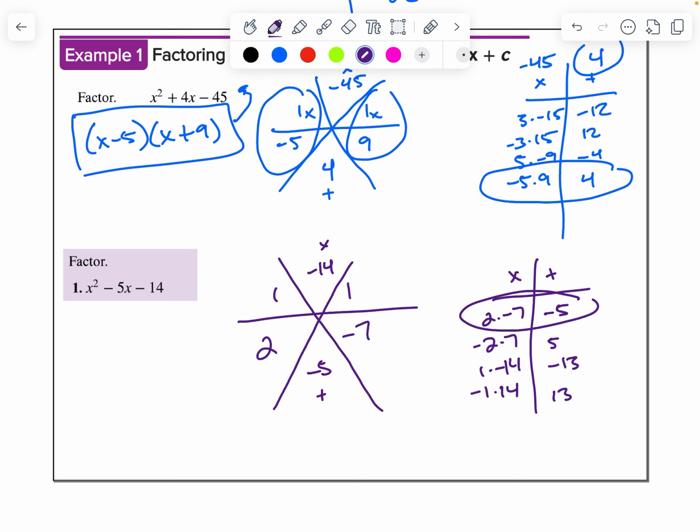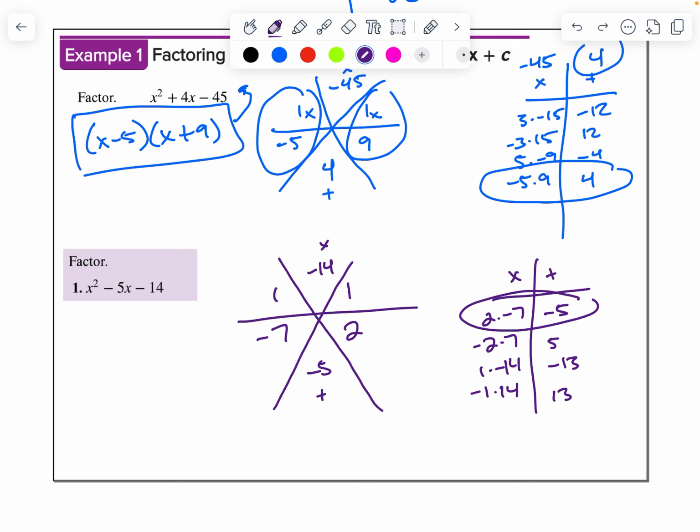Now, I say the one combination. It doesn't matter what order that combination is in. So even though I wrote 2 and negative 7, if I wrote it in the other order, negative 7 and 2, that's still correct. It doesn't matter the order that they go because they still multiply to the top and they still add to the bottom.